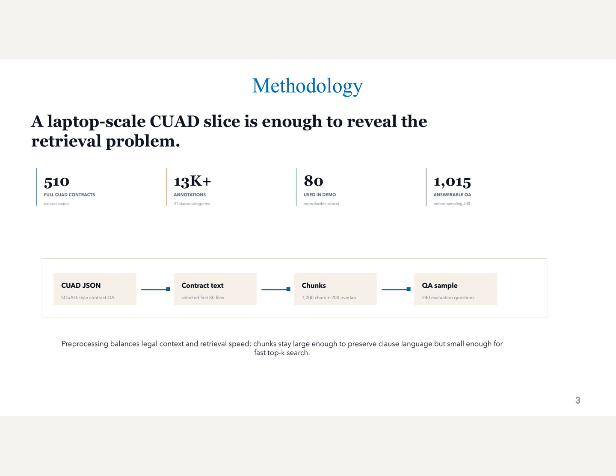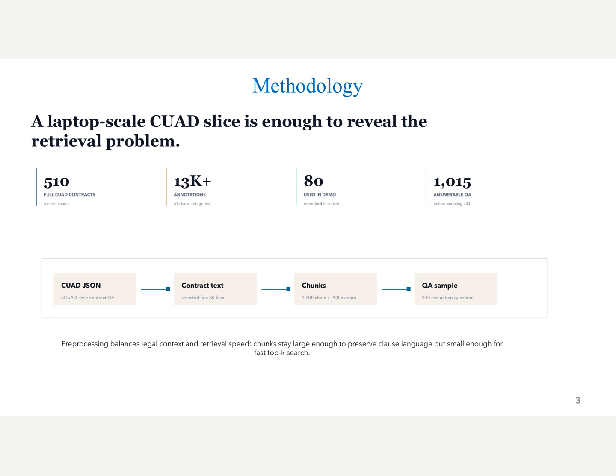For data, I use CUAD, the Contract Understanding Atticus Dataset. CUAD contains 510 commercial contracts and more than 13,000 expert annotations across 41 legal clause categories. To keep the project reproducible and easy to run, I use the first 80 contracts as a laptop-scale subset. This produces 4,731 overlapping retrieval chunks and 1,015 answerable question-answer pairs, before sampling 240 evaluation questions.